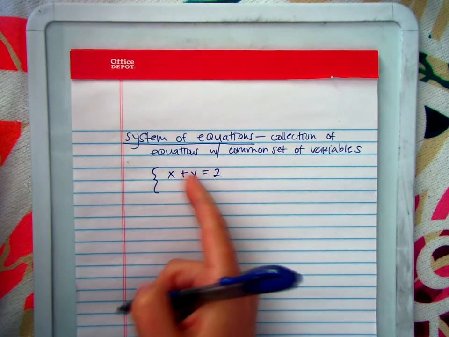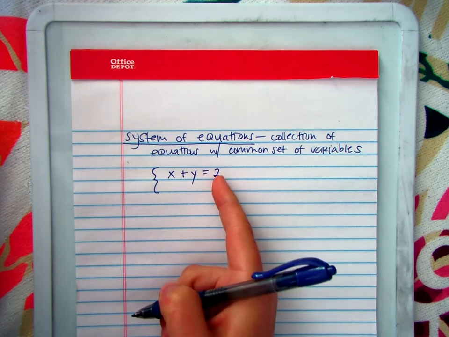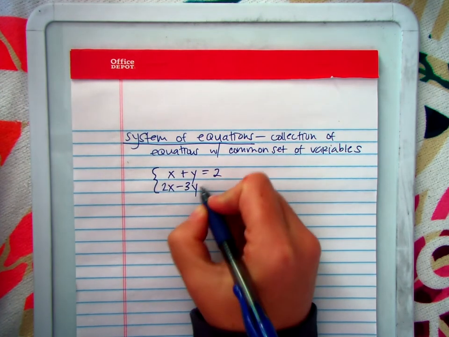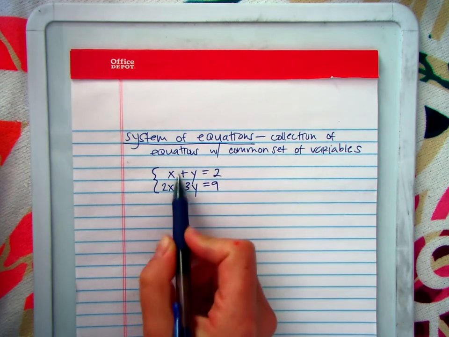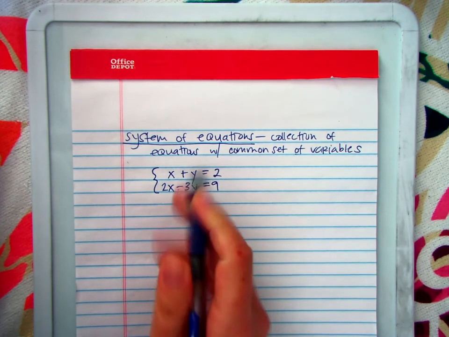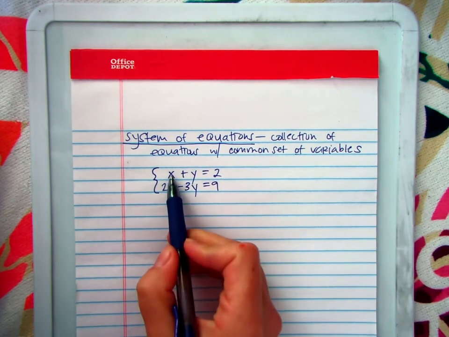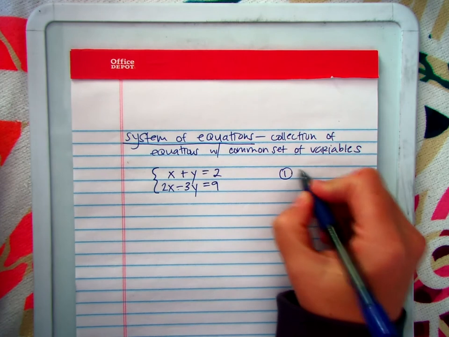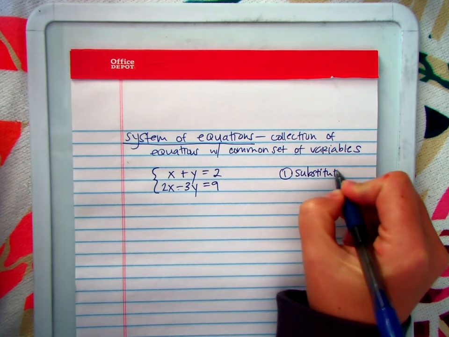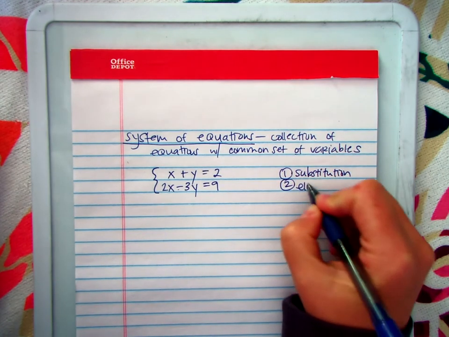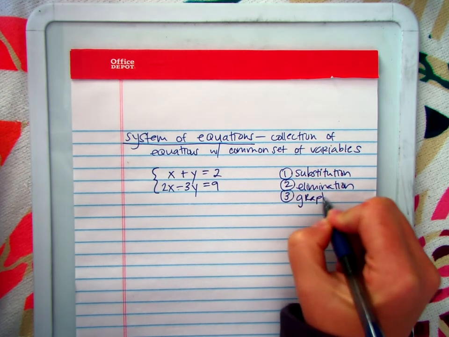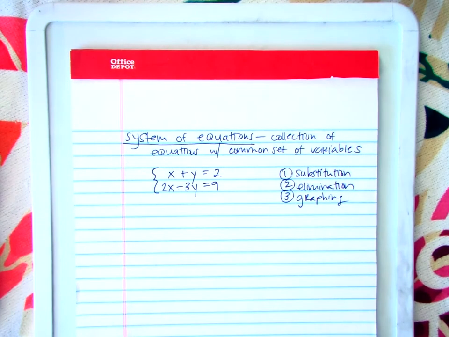So here are my two unknowns. The combination of these two when I add them together equals 2. But also, if I multiply 2 times x and subtract 3 times y, it should also equal 9. So these two equations are working together in one system. So if we solve for x, it has to work for both. So ways that you learn to solve systems of equations, you learn substitution, elimination, and graphing.